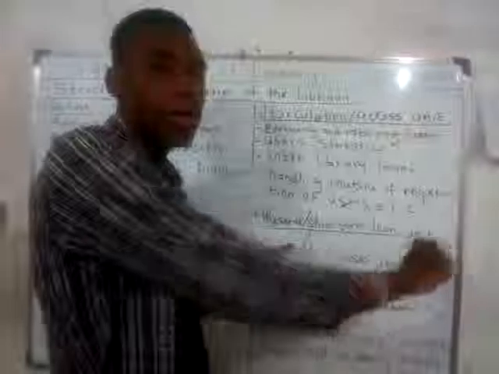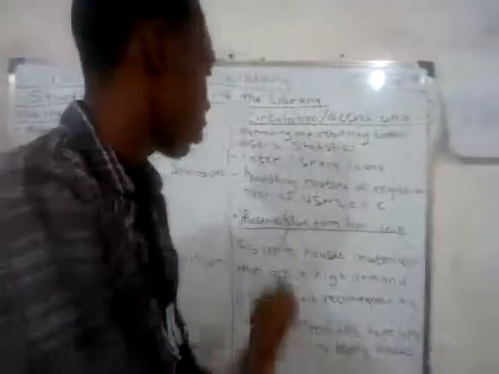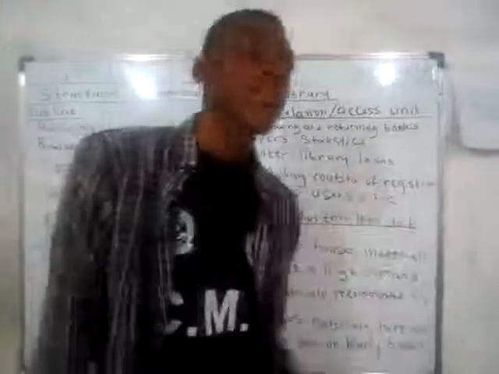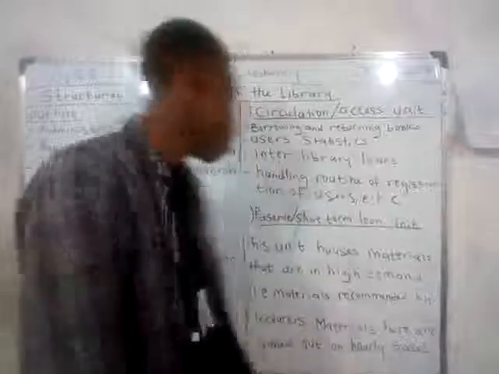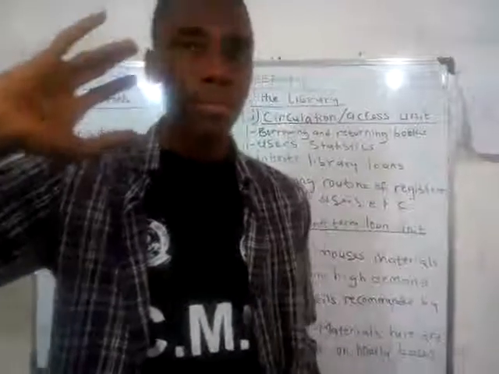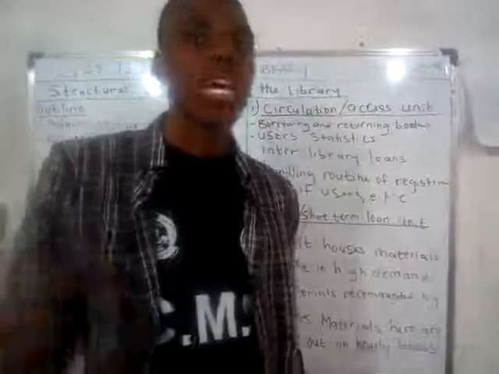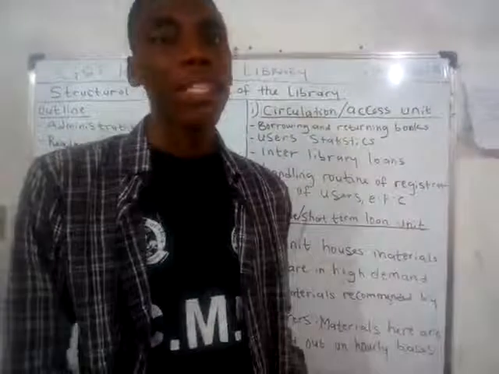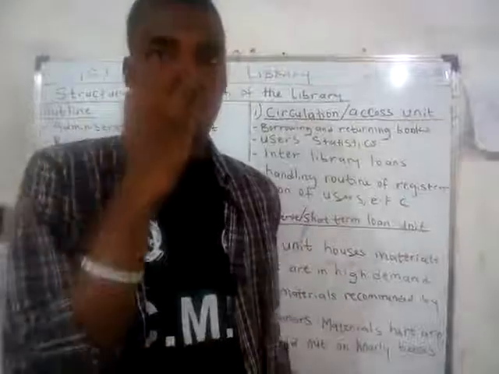And the second unit of the reader service division is what's called the reserve or short-term loan unit. Now, as the name implies, what is the function of this unit? This unit houses materials that are in high demand. Material that people demand on an hourly basis. Material that people go and consult.